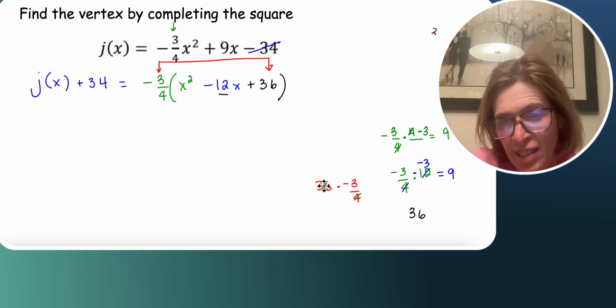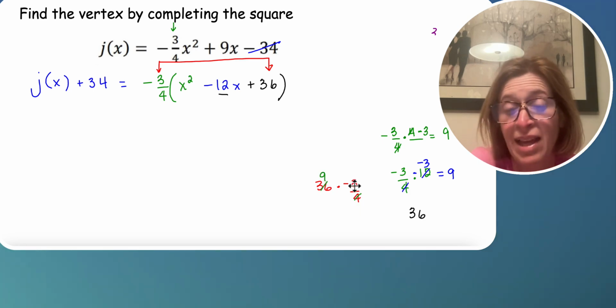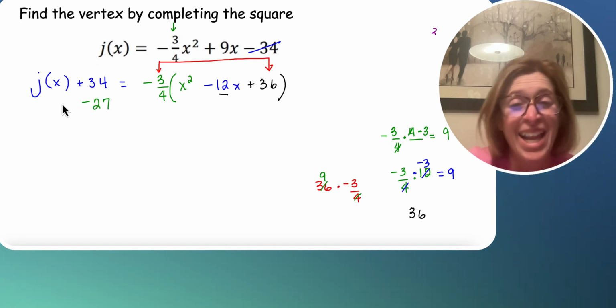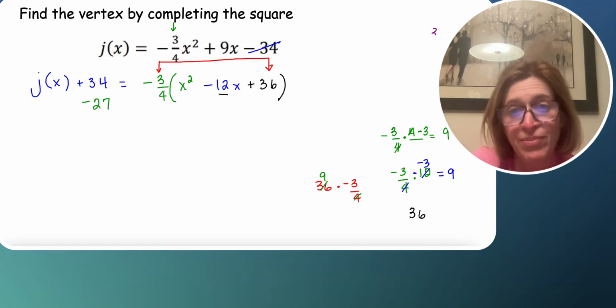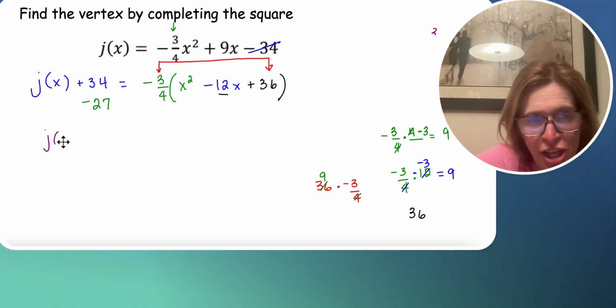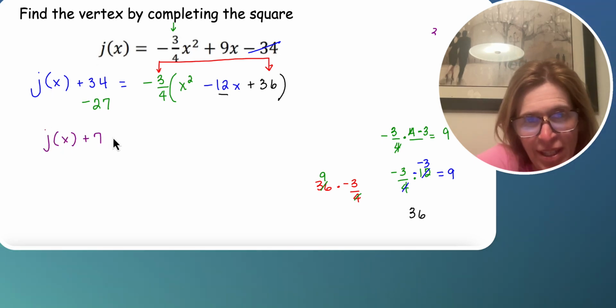4 goes into 36 9 times. 9 times 3 is negative 27. So I actually have to put negative 27. I have to add negative 27 to the other side, not 36. All right, so that leaves me with j of x plus 7 equals negative 3/4.